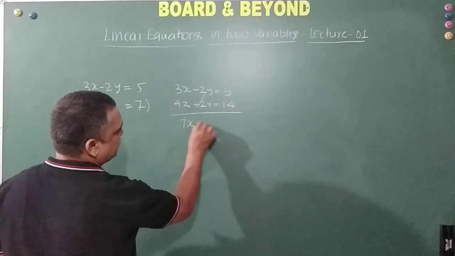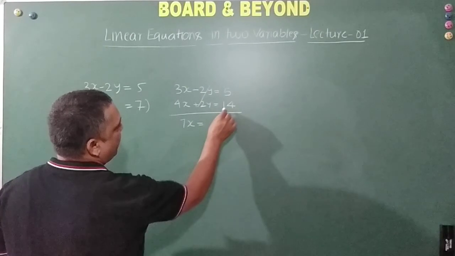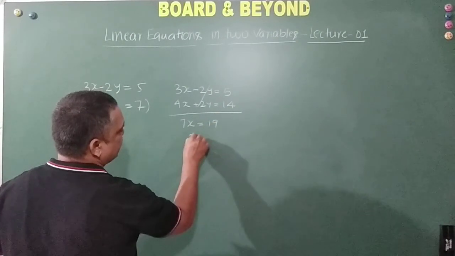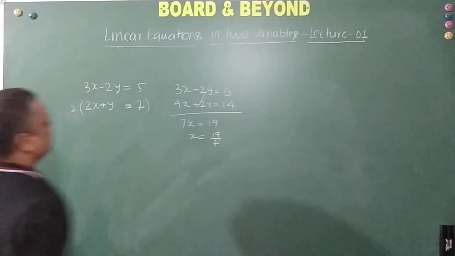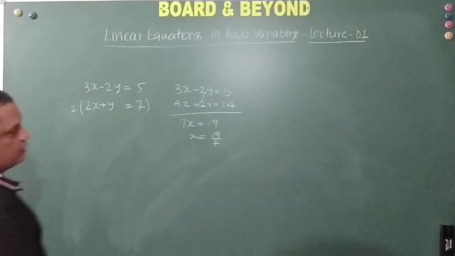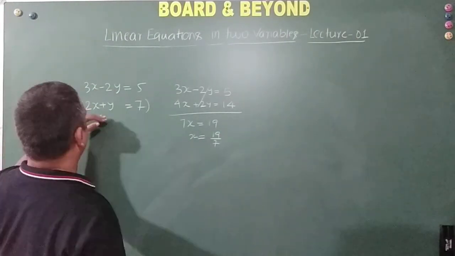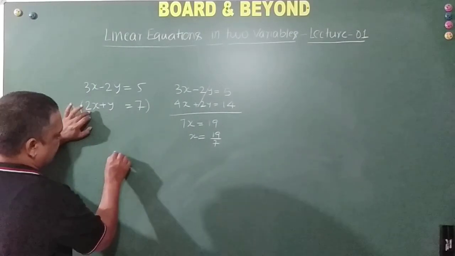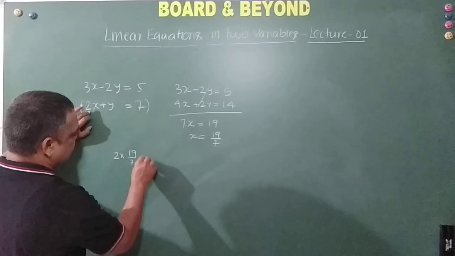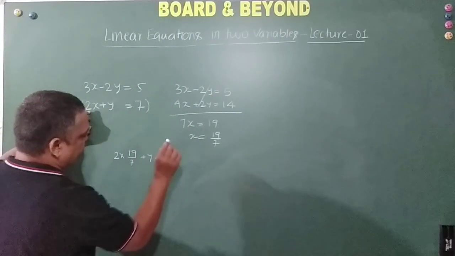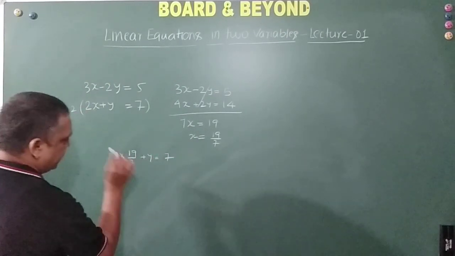This becomes 7x is equal to 19. So x is equal to 19 by 7. Right? So putting the value of x here. So let's say I will put it in the second one. 2 into 19 by 7 plus y is equal to 7. Right? So this is 38 by 7.